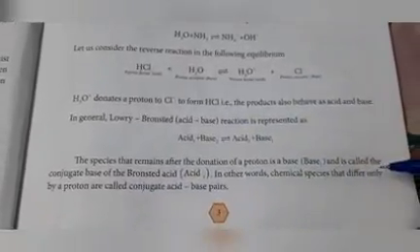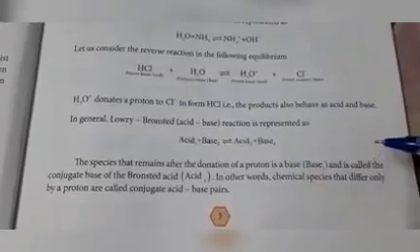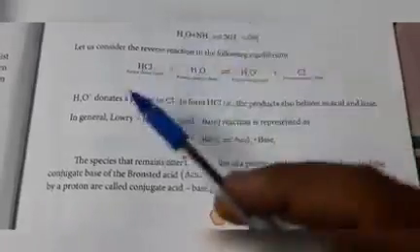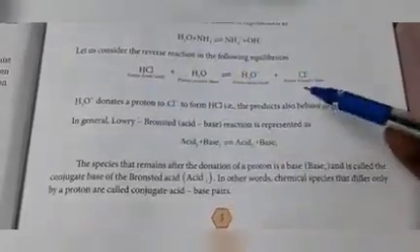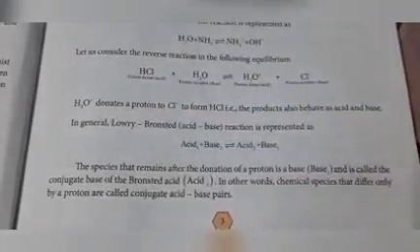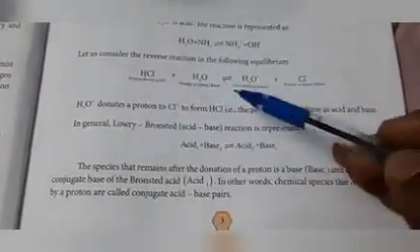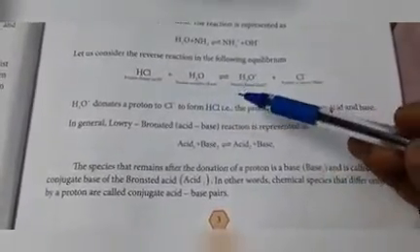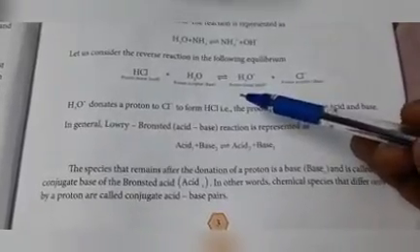In other words, chemical species that differ only by a proton are called a conjugate acid base pair. See, these two species differ only by H+. So, this is called what? A conjugate acid base pair. Like that, these two species are called a conjugate acid base pair because both are differentiated by the H+ ion only.